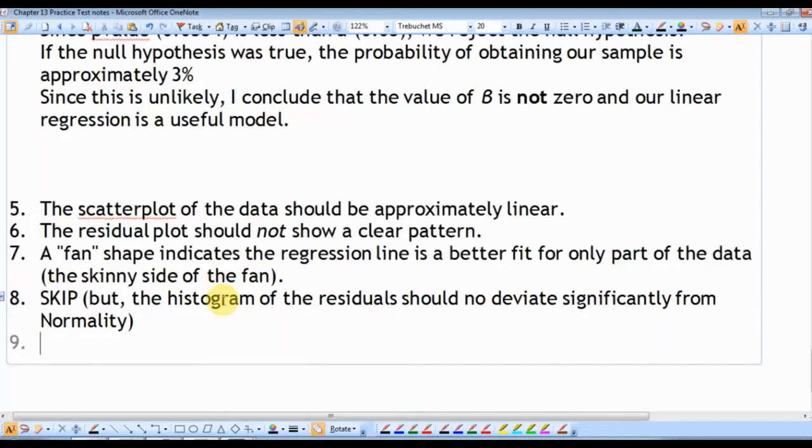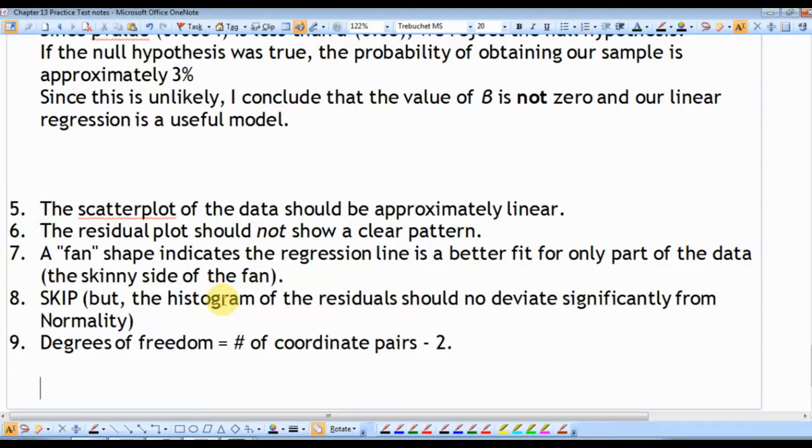Number 9, how many degrees of freedom? That's going to be equal to the number of coordinates minus 1. No, minus 2. What am I doing? Okay.